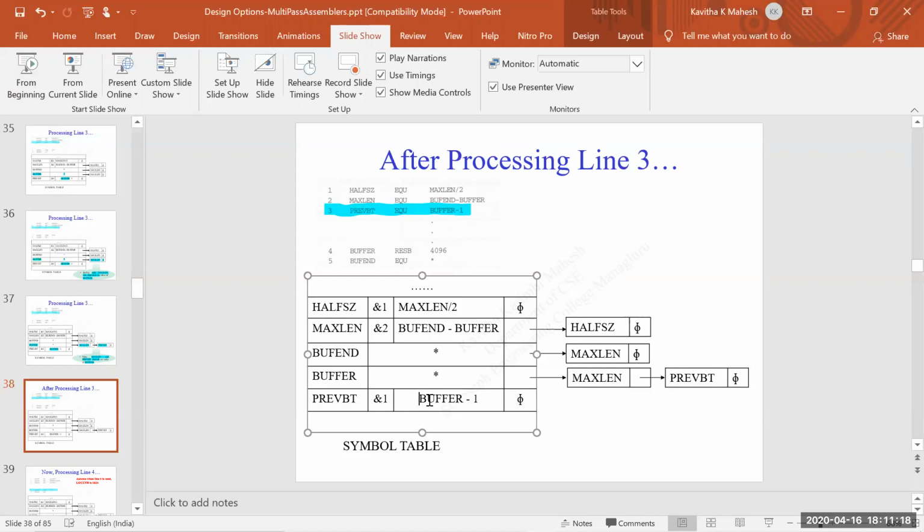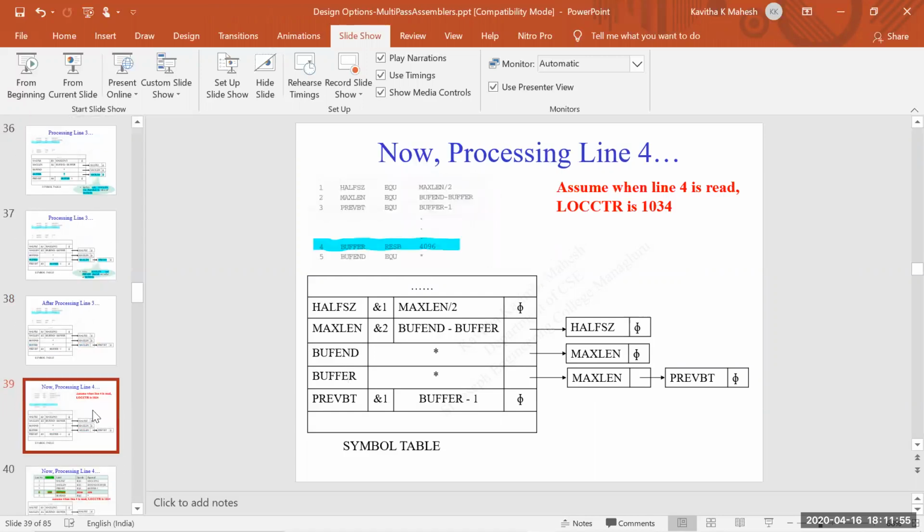After this is done, in the defining expression we have buffer, so we need to enter it into the symbol table, which was already entered during the processing of line 2. However, when line 2 was processed, we kept information in the list associated with buffer saying that only maxlen was dependent on buffer. Now after processing line 3, we also have to add another symbol into the list, that is previous byte. So we have 2 symbols that are dependent on buffer. I hope this is clear to everyone till the processing of line number 3.